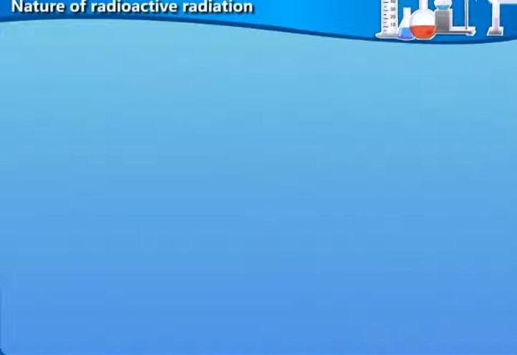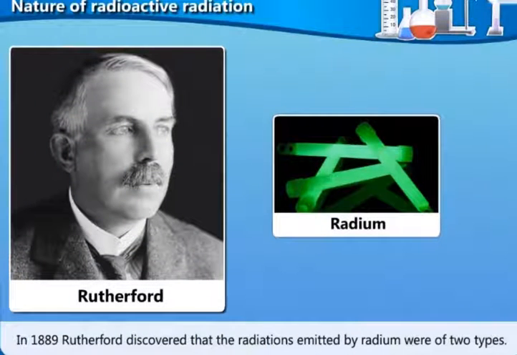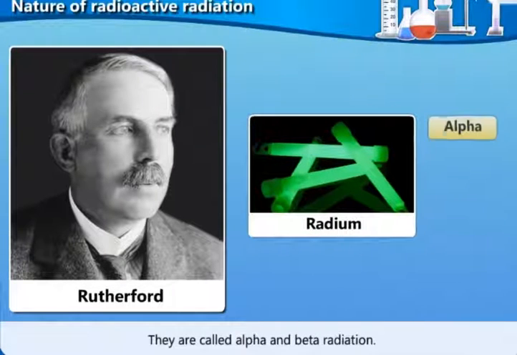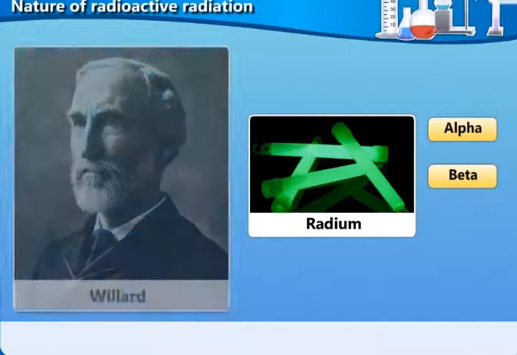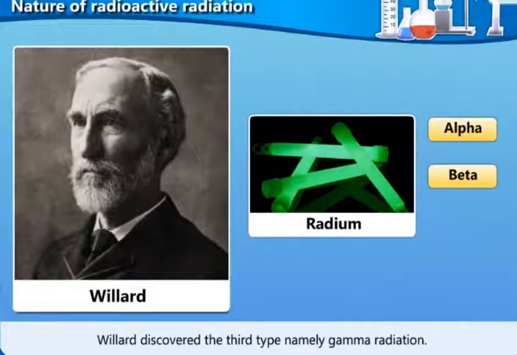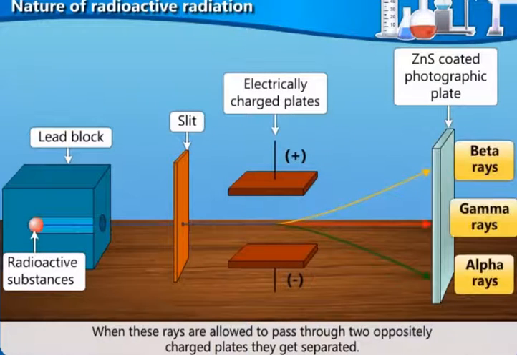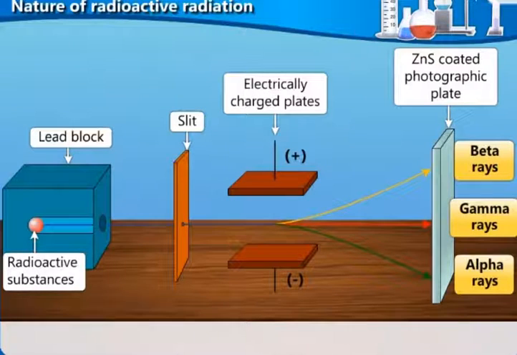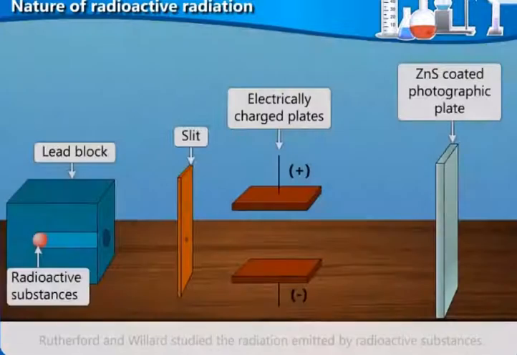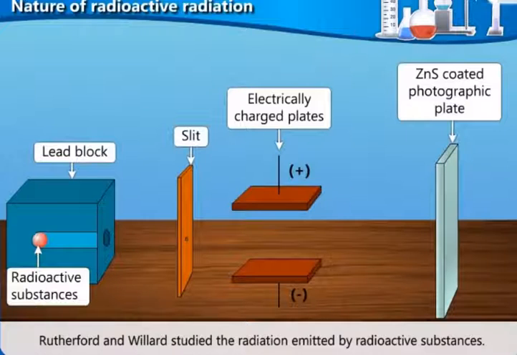Nature of radioactive radiation. In 1889, Rutherford discovered that the radiations emitted by radium were of 2 types. They are called alpha and beta radiation. Willard discovered the 3rd type, namely gamma radiation. When these rays are allowed to pass through 2 oppositely charged plates, they get separated. This method was introduced by Rutherford in 1902. Rutherford and Willard studied the radiation emitted by radioactive substances.